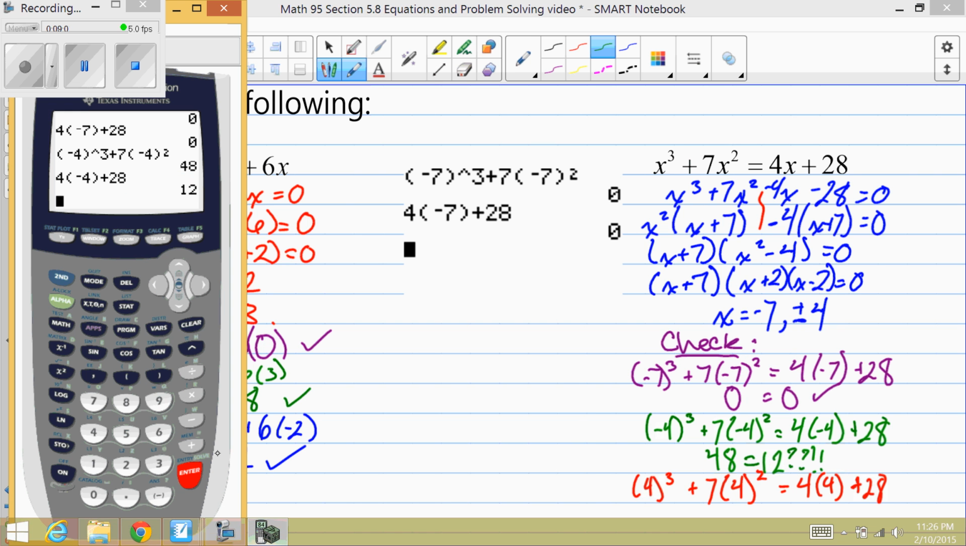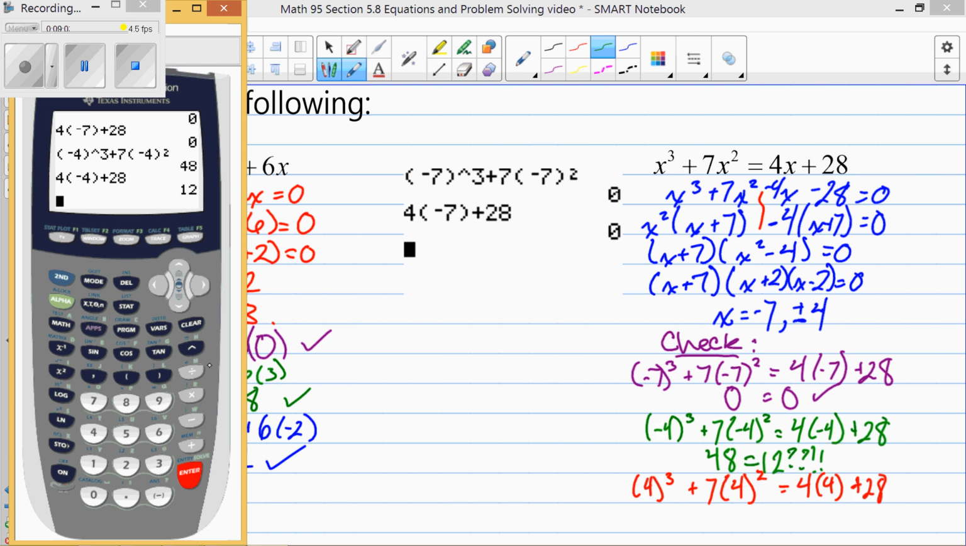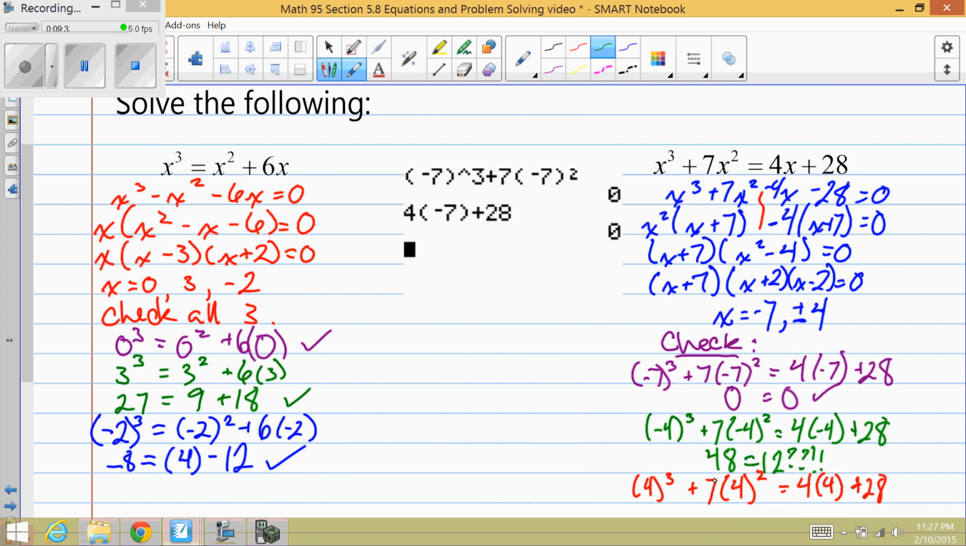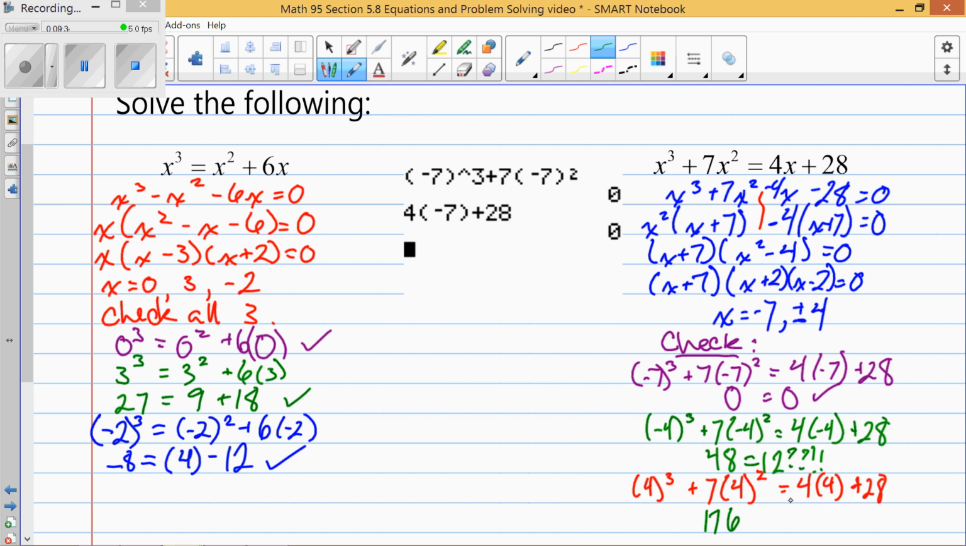Let's check the last one just to see what happened. I'm very curious about that. Well, 4 to the third power plus 7. Oh, I see what happened. No, I don't. Plus 7 times 4 squared. It gives me 176, which was not going to equal this side.